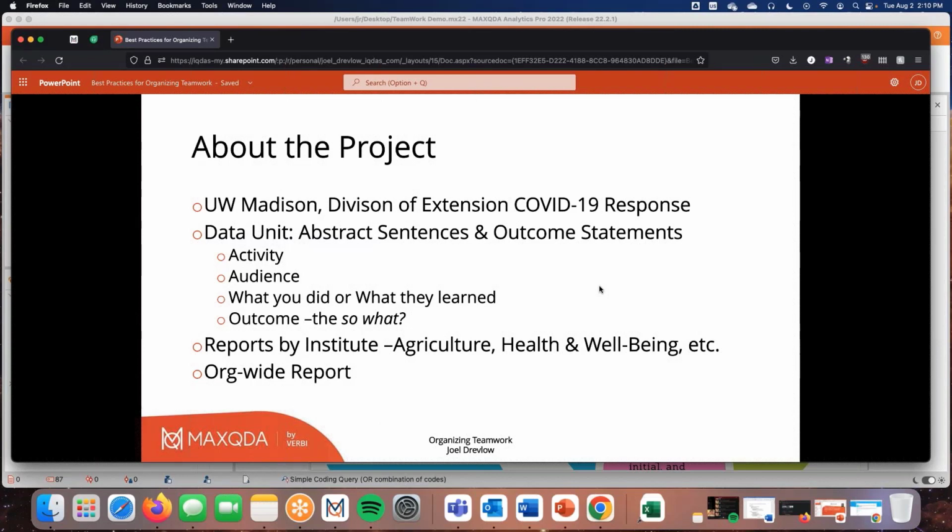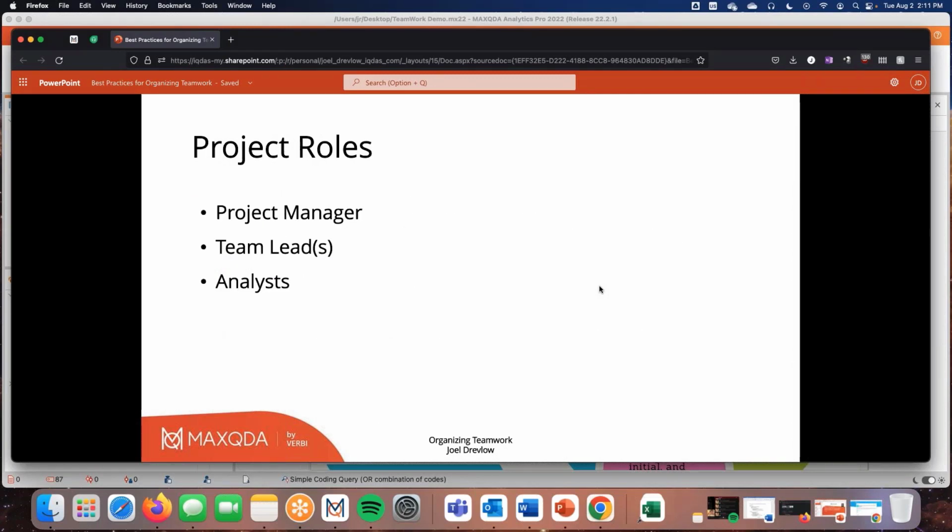And then finally, the products that we generated from this analysis, we were able to generate them with a more focused lens on specific institutes within our organization, and also wider-angle lenses across the entire organization. So it was a pretty interesting project in that we were able to look at a number of different things and present those at differing sizes.